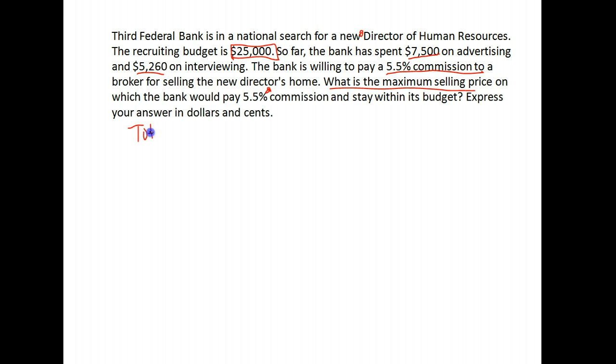So if you remember, our total recruiting costs are equal to the advertising cost, which was $7,500, the interviewing cost of $5,260, and then the hiring cost, which was the commission on the house. They said they would pay 5.5%. Remember, before we use percents, we always change them to a decimal. So we move the decimal over 2 places to the left. So we have 0.055 times something. That's the part we don't know. This would be the value that the home sold for, and that's what we'll be solving for.